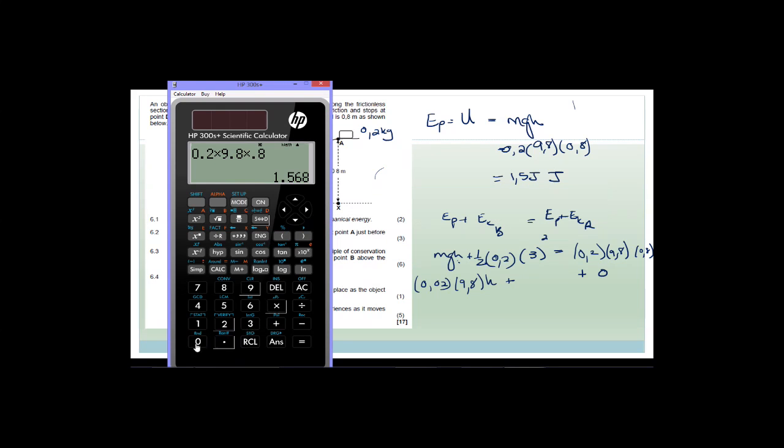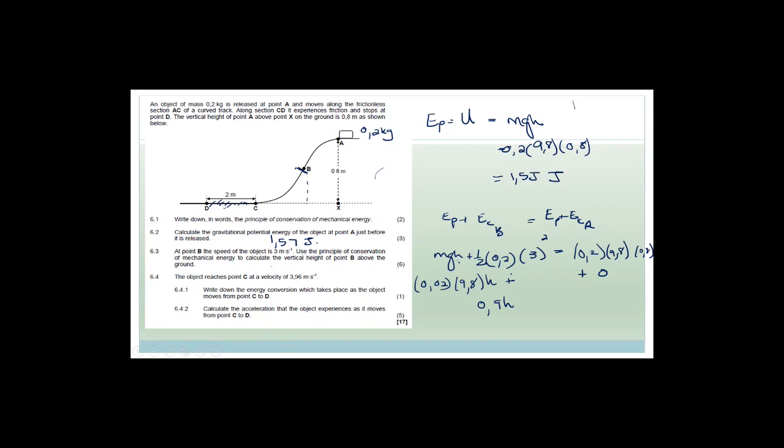So we can say the mass of the thing was 0.2, the height of it was at point B, which is what we're trying to find out, times 9.8. Plus, let's put that in the calculator. So we got 0.5 times 0.2 times 3 squared equals 0.98.